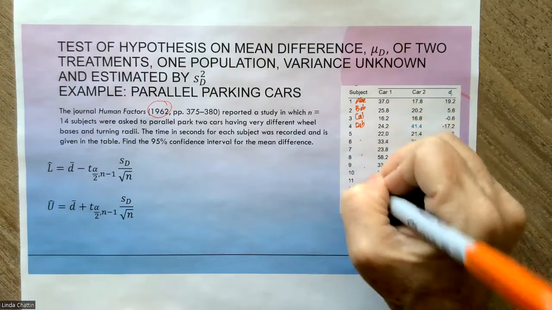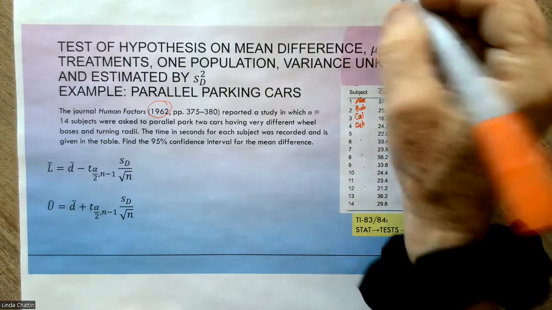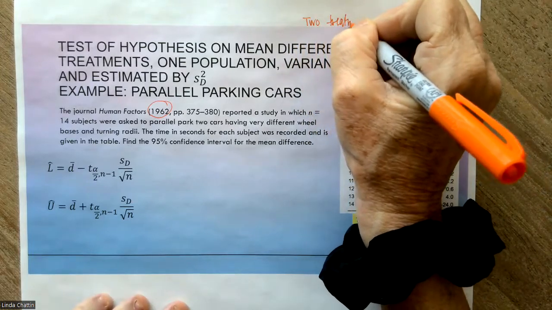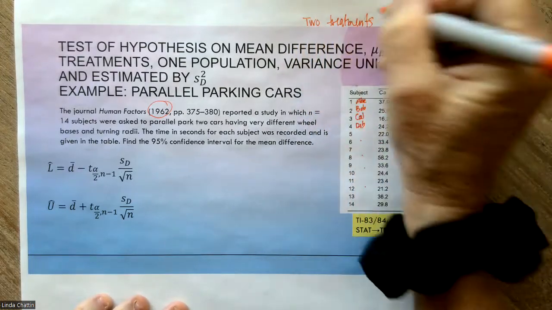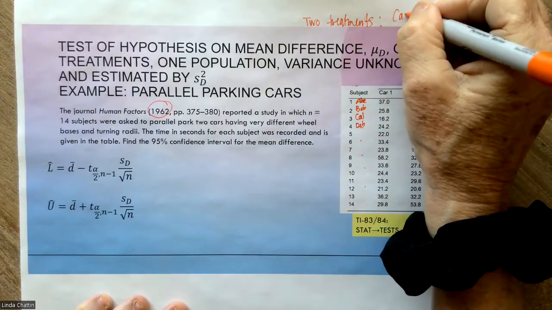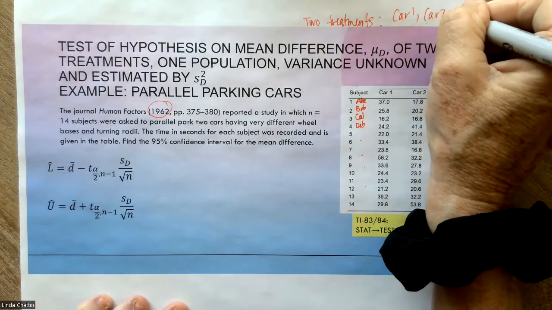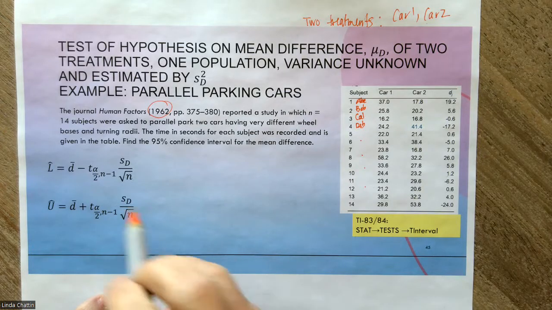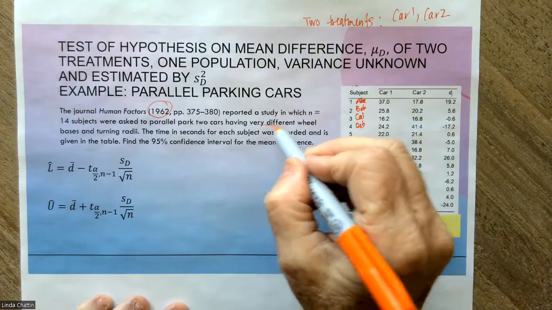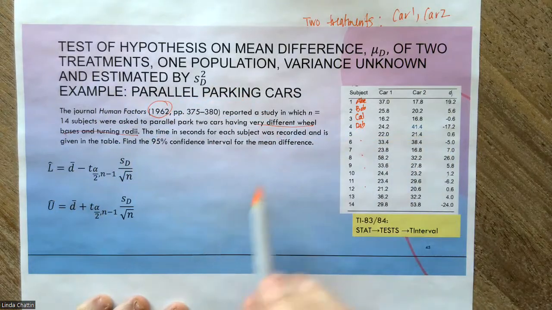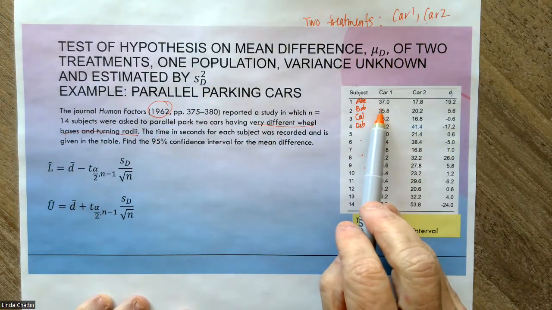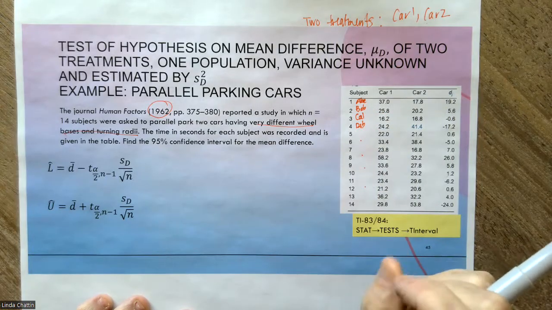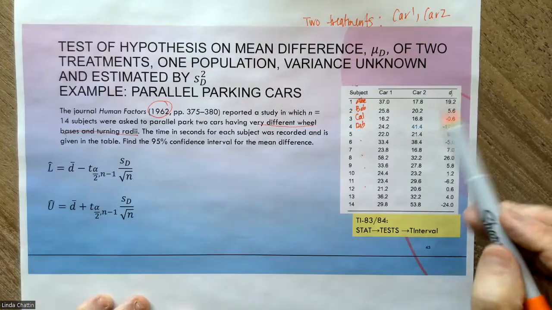So these are all people, and there's 2 different treatments. So my 2 treatments are these 2 different cars, car 1 and car 2. And they're trying to see if, because they both have different wheelbases and turning radii. So they put Abe in car 1 and see how long does it take you to parallel park. I don't even know if you have to learn how to parallel park anymore because cars are smart, but in 1962 they weren't.